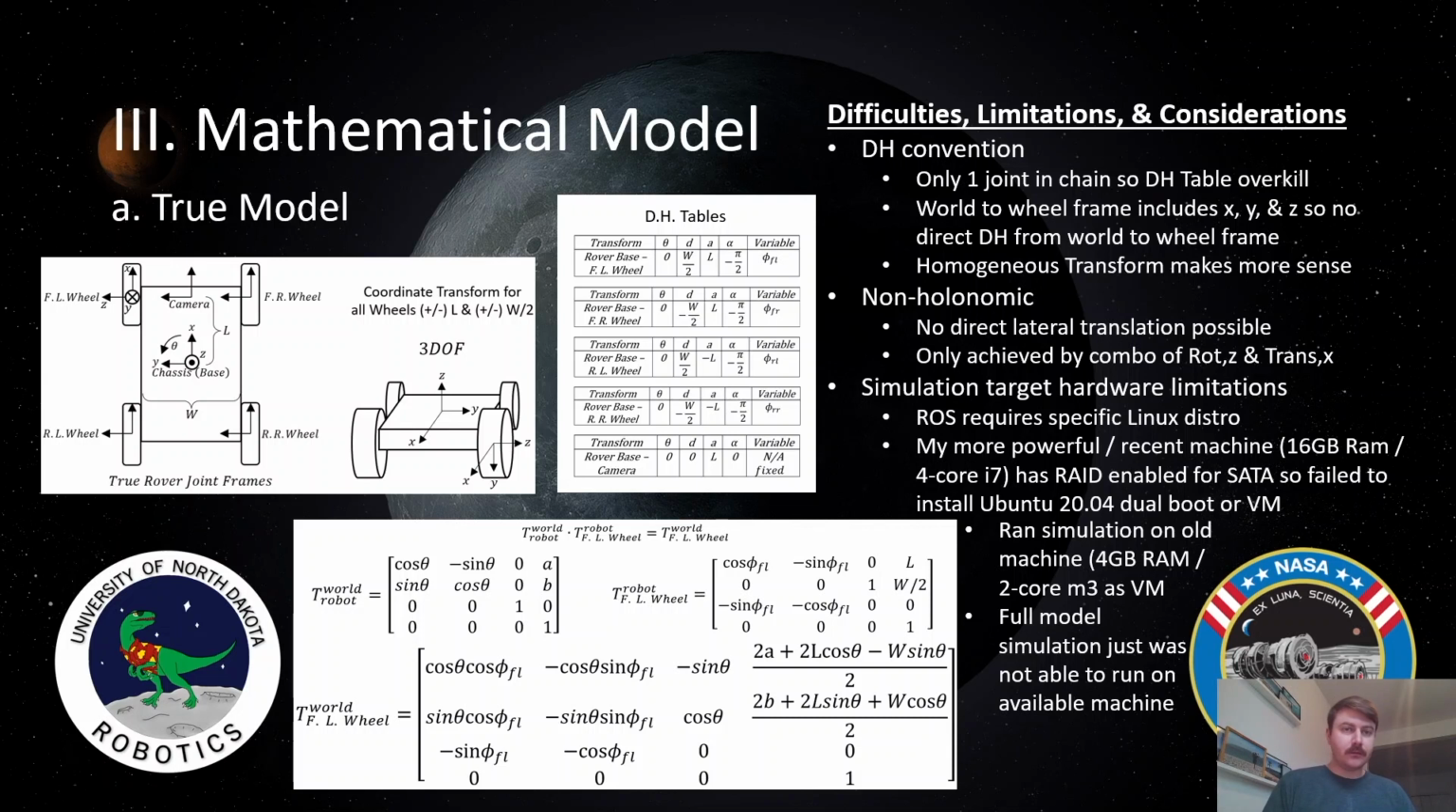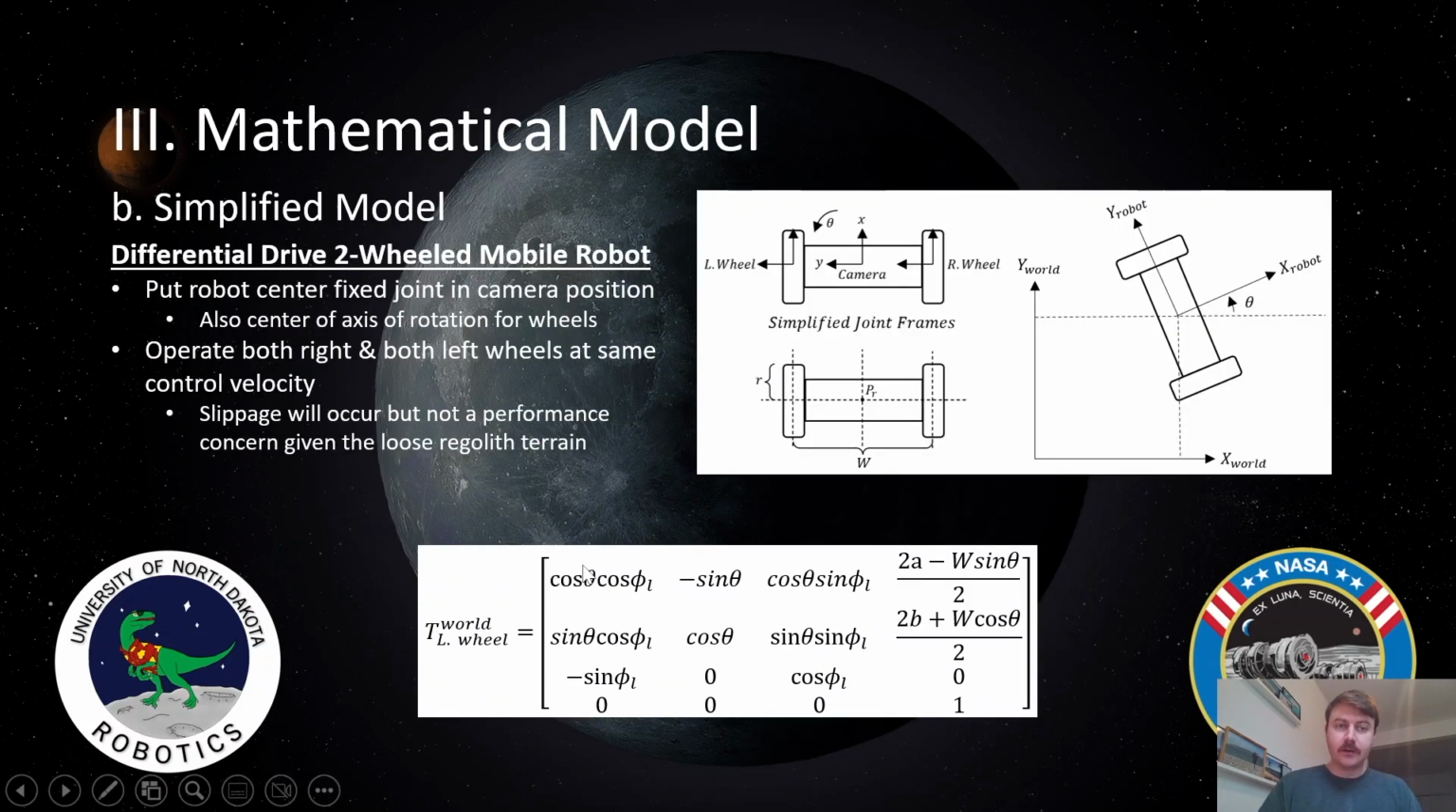But after doing some iterations between the mathematical modeling and the simulation work, it was realized that because we were running ROS for the robot, the specific Linux distributions needed to integrate that were not compatible with my powerful machine, just due to some hardware and hard drive configuration silliness. It's SATA with RAID enabled, which means that it just wouldn't load the appropriate Linux system either in a virtual machine or in dual boot. So I had to simulate on an older machine that didn't have quite the same compute power and severely limited the ability to process the full model. So I ended up switching to a simplified model, which is the differential drive 2-wheeled mobile robot model.